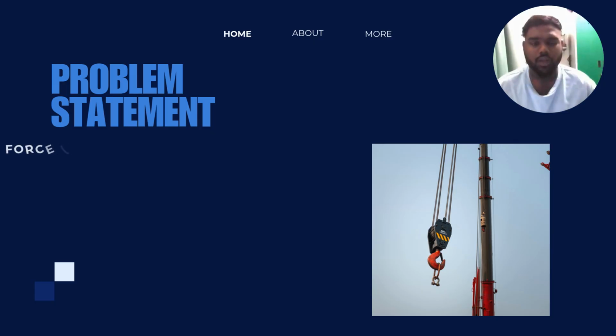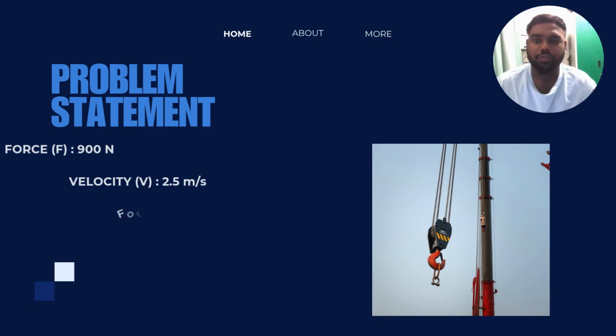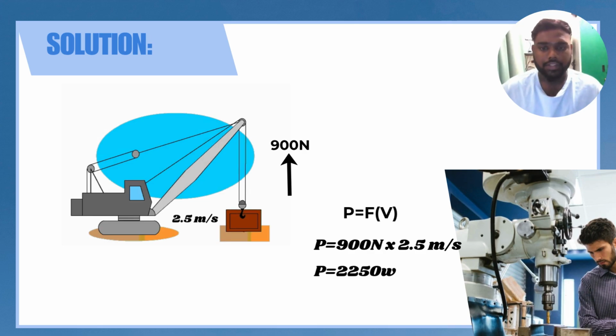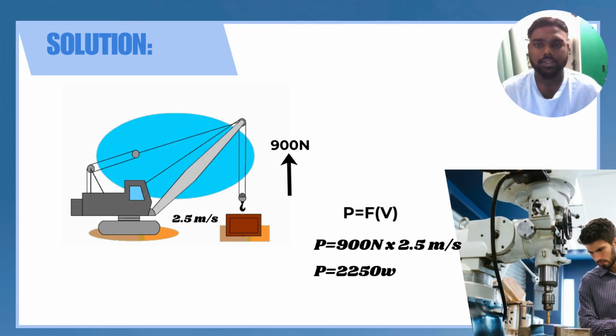Problem statement: force F equals 900 Newtons, velocity v equals 2.5 meters per second. Force and motion are in the same direction. So if you see, there's a crane lifting up a crate in the y-axis. The force is 900 Newtons, and the velocity is 2.5 meters per second. Following the formula to find P, P equals F times v. We know F and v, so we multiply both numbers and we get P equals 2250 watts.